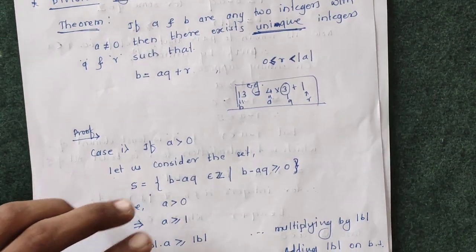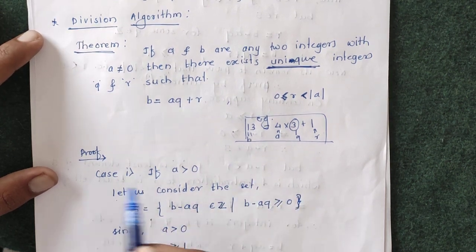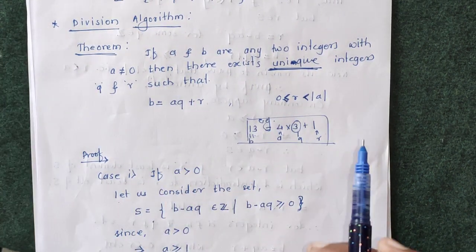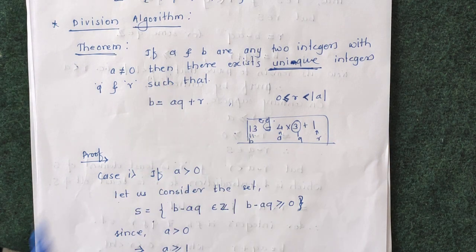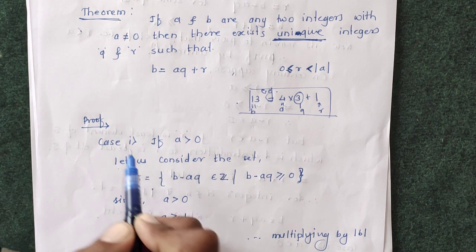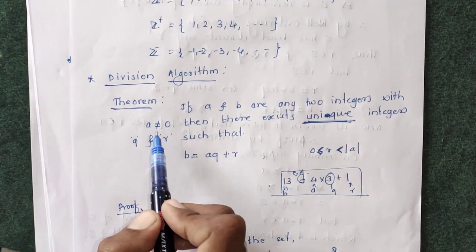Hello friends, from the previous lecture we are proving the division algorithm. In this proof we have to prove this result: for any two integers a and b with a non-zero, there exist unique integers q and r such that b is equal to aq plus r.